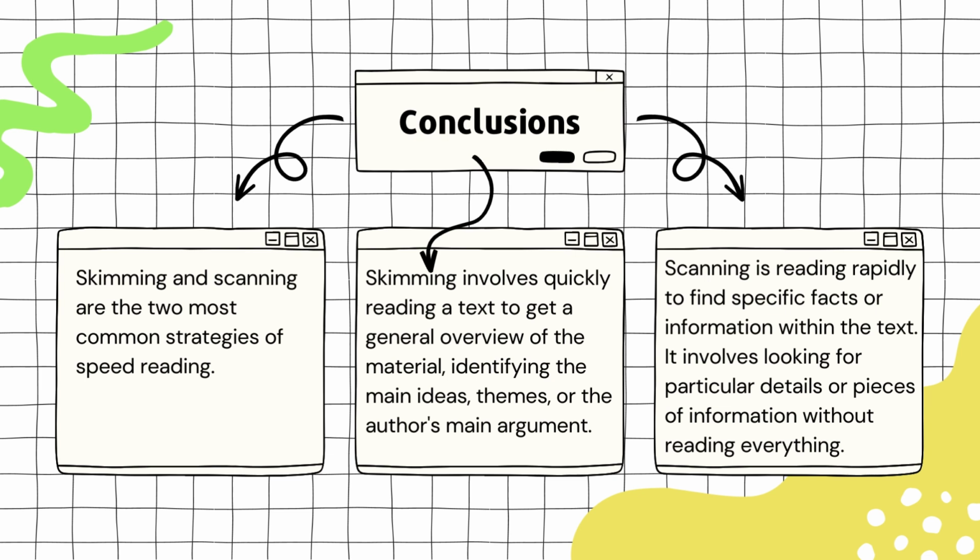Okay, everyone. In conclusion, skimming and scanning are the two most common strategies of speed reading. Skimming involves quickly reading a text to get a general overview of the material, identifying the main ideas, themes, or the author's main argument. And scanning is reading rapidly to find specific facts or information within the text. It involves looking for particular details or pieces of information without reading everything.